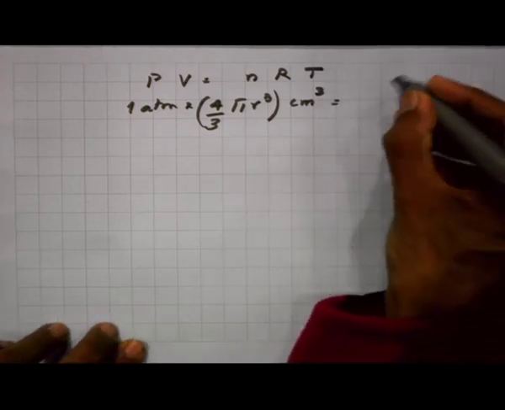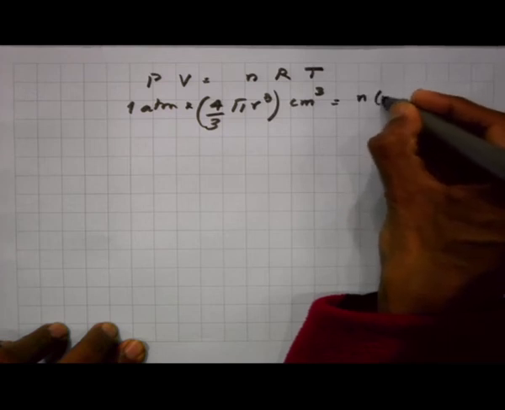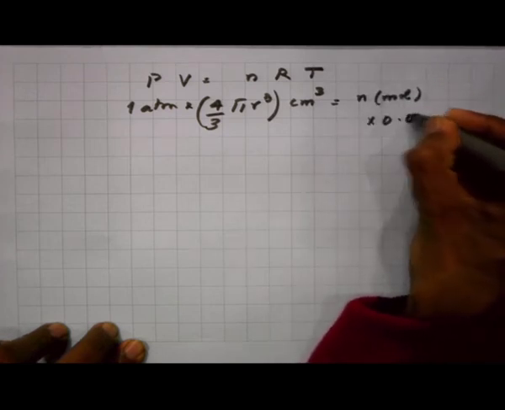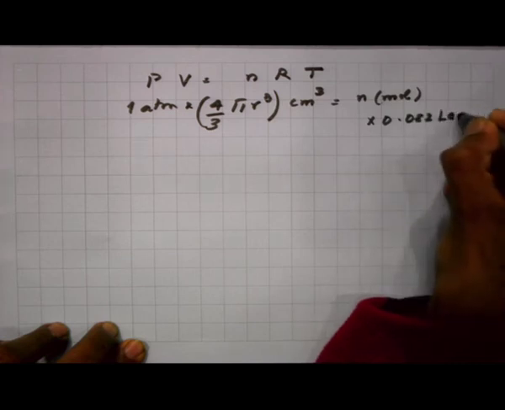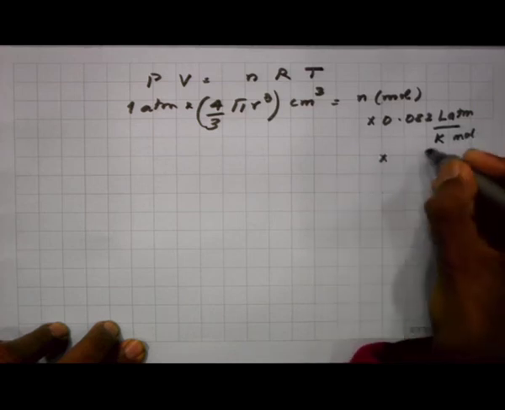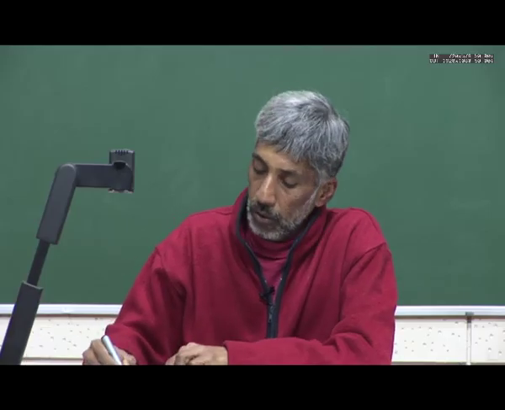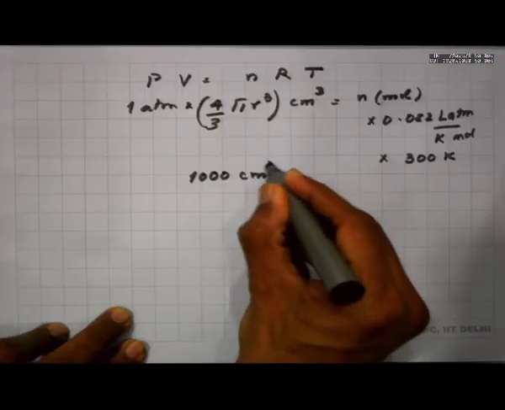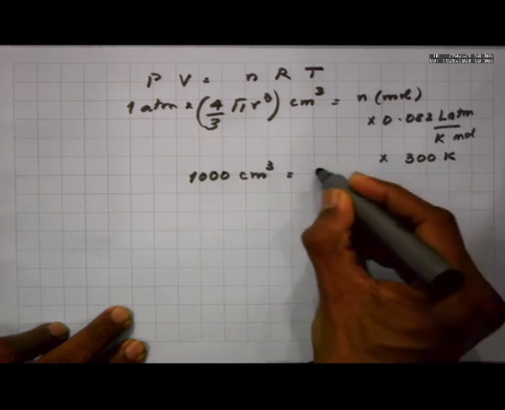n in moles times 0.082 liter atmosphere per Kelvin per mole times 300 Kelvin, and we know that 1000 cc equals 1 liter.